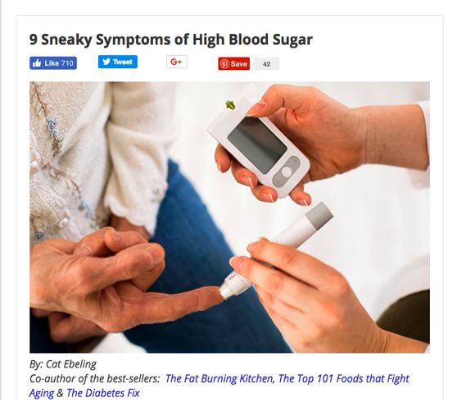Sneaky. Do you know the verb sneak? I can sneak up behind someone very quietly and surprise them. Sneaky is the adjective. Sneaky symptoms. So imagine these symptoms, these signs or indicators that you have a health problem, sneak up on someone. They don't notice them. They don't see them until often it's too late. 9 sneaky symptoms of high blood sugar.